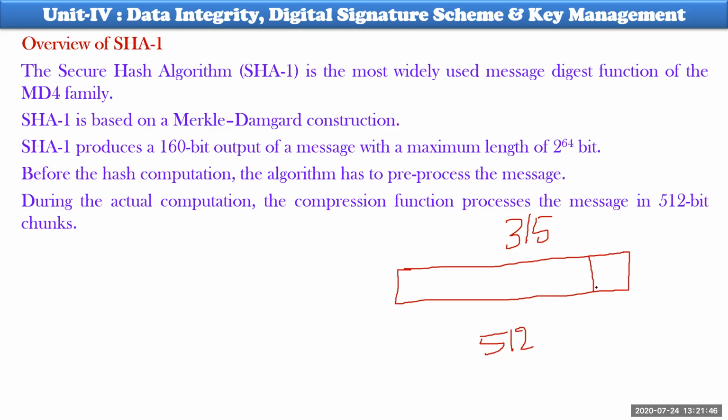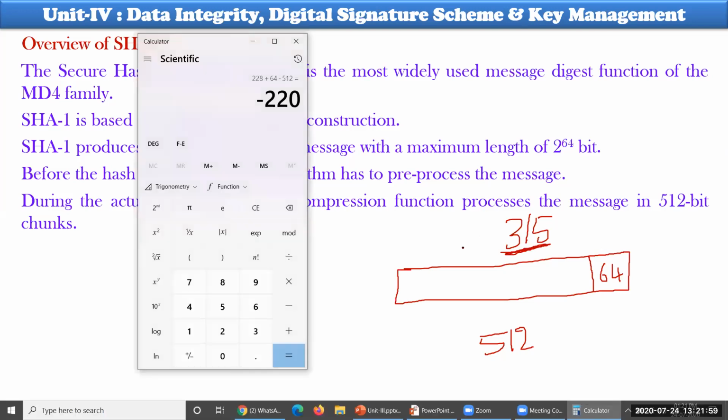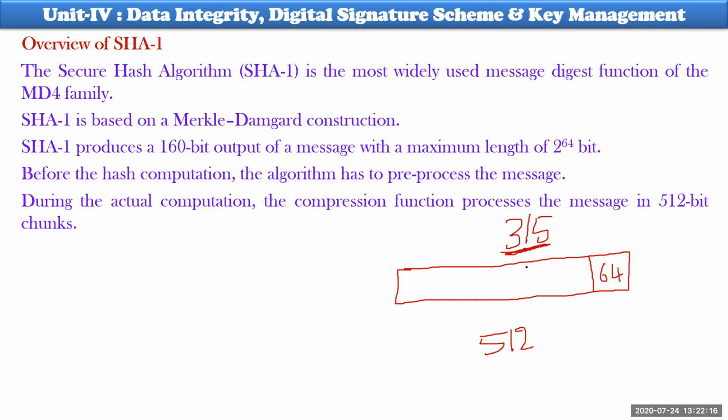At the LSB level, 64 bits will always be pre-allocated, based on the number of bits of actual data that we have. So 315 plus 64, this much data is available. Then how many bits are left over? Minus 512, so 133 bits do not exist with us. And these 133 bits will be appended like this: at the MSB level, one will be appended and all the remaining bits will be zeros.